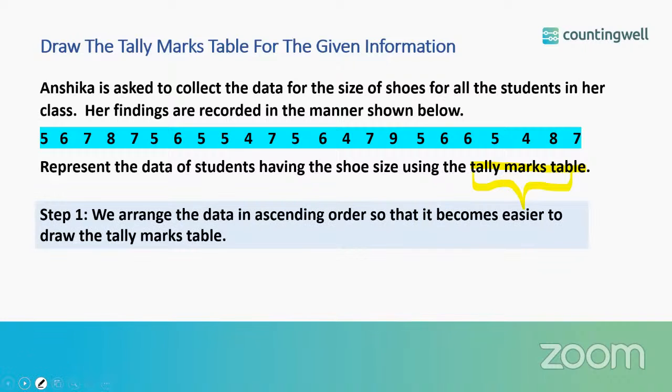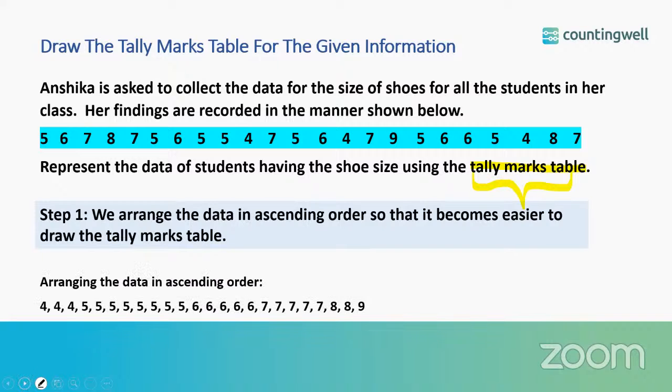What is the first step? First step is to arrange the data in ascending or descending order so that it becomes easier for you to draw the tally marks table. So let us arrange the data. While you are arranging the data, you have to be careful so that you don't miss any data observation. Any order is fine, but usually we use ascending order. So you can see here the smallest observation is 4, whereas the largest observation is 9.